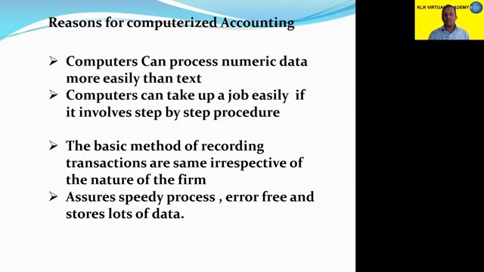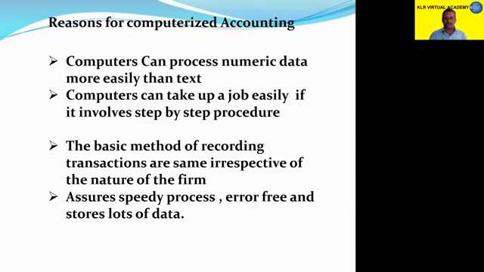The next one, the actual outcomes of a computer: a speedy process, error-free, and stores a lot of data. See, speedy process. If you go for manual accounting, you are supposed to go step by step. Unless you complete one step, you are not supposed to go for another step. For a formal accounting process, it will take minimum 3 months, maximum 6 months, to record and report. In case of a computer, it will process all the accounting steps within a moment, and you can get results even within seconds.